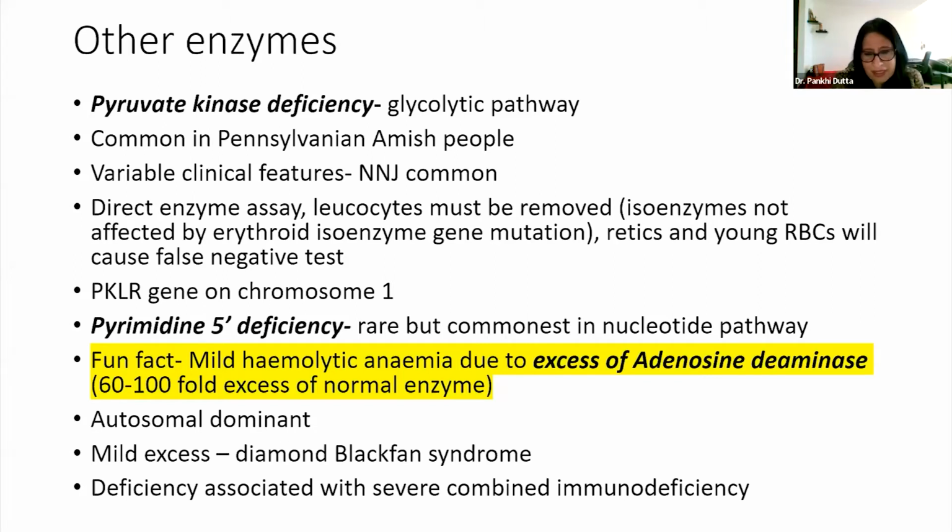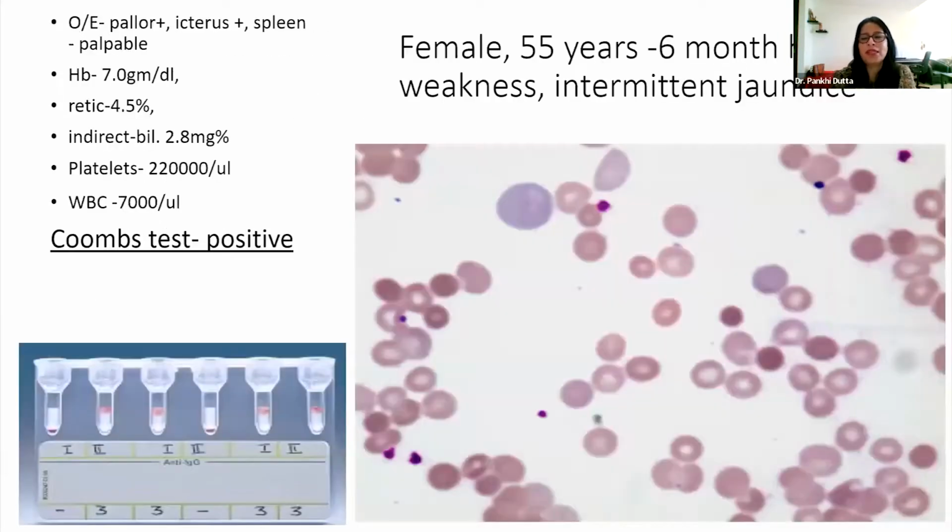And one fun fact: most of the enzyme deficiencies lead to hemolysis, but you all must have heard about adenosine deaminase, the deficiency of which is associated with severe combined immunodeficiency. Strangely, marked excess of adenosine deaminase is associated with mild hemolytic anemia. This is just an interesting fact, perhaps not really of much practical use.